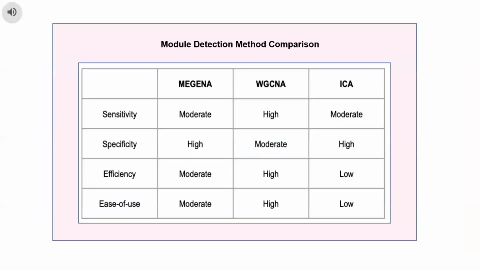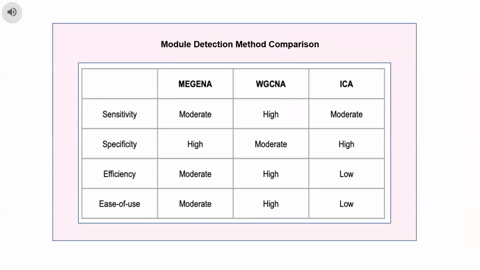For a comparison in terms of usage of the tools, WGCNA ranks higher in terms of ease of use, computational efficiency, and sensitivity. ICA requires the user provide the number of modules desired, which is difficult to choose and can significantly affect results. ICA is also computationally expensive.